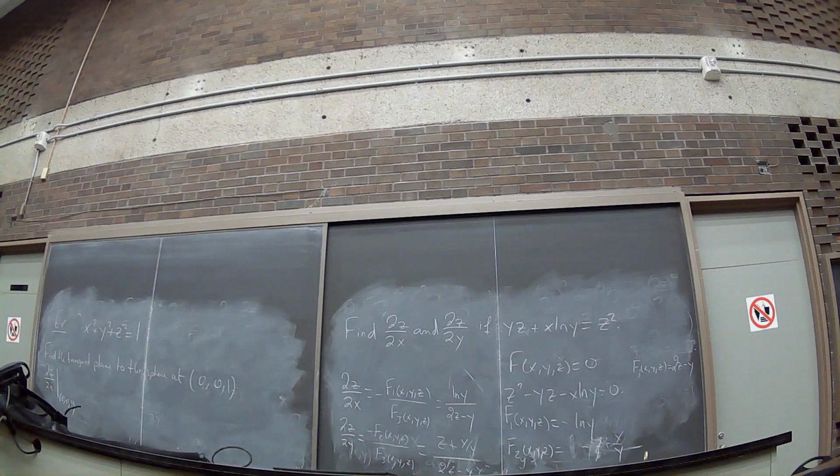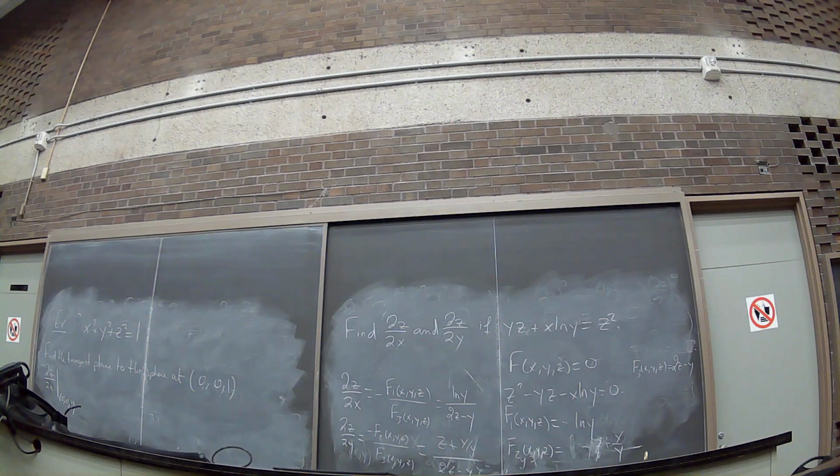How do I find this? You just compute delta delta and zero. Sure, we can do that, but if you want to use the formula, how do I do that? Negative F1 over F3.